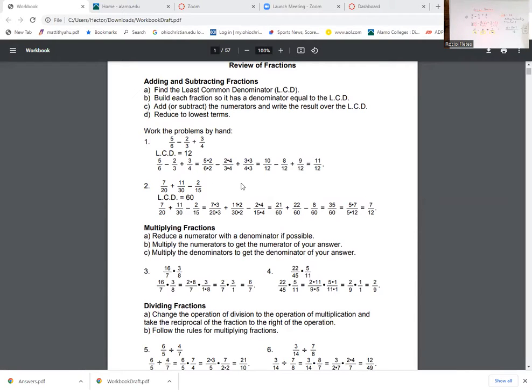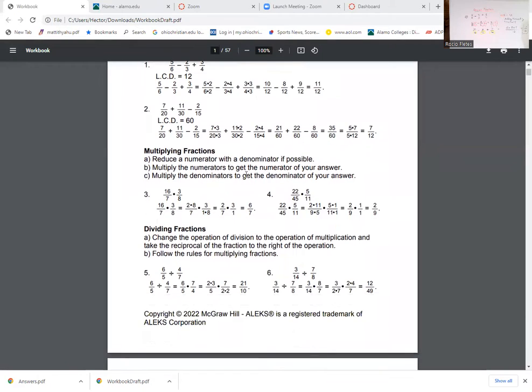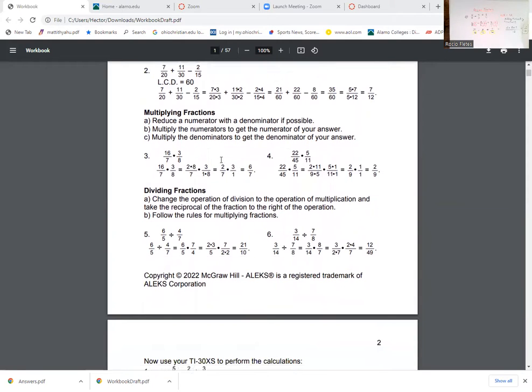Now, let's move on to multiplying fractions. Remember that adding and subtracting fractions requires that you find the least common denominator. For multiplying fractions, you don't need to find the LCD. But I'm going to show you a technique I use when multiplying fractions that saves time, and you choose if you decide to use it. I recommend it. So let me go ahead and write down the problem, number 3.